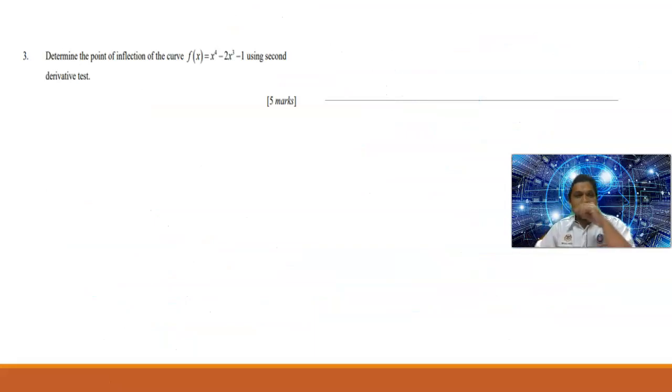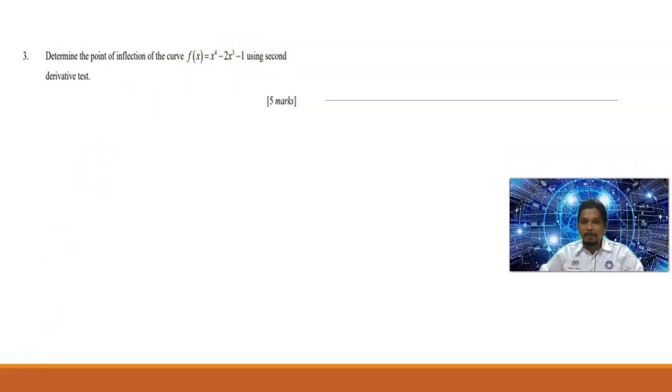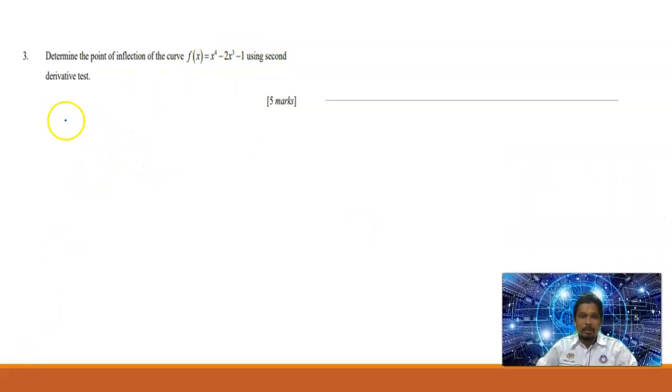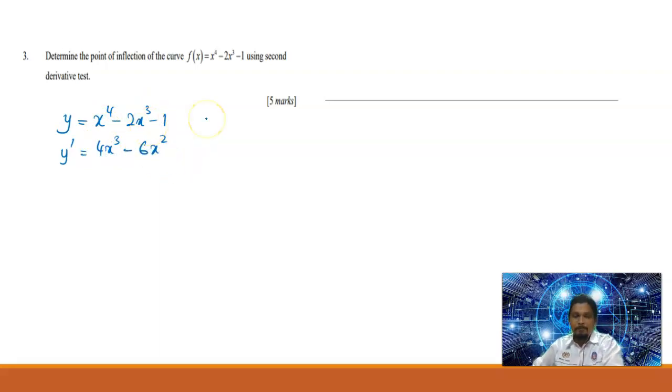Okay, determine the point of inflection of the curve f(x) equal to x to the power of 4 minus 2x cubed minus 1 using the second derivative test. Okay, so let's say given here y equal to x to the power of 4 minus 2x cubed minus 1. Differentiate for the first time, 4x cubed minus 3 times 2 equal to 6x squared. Differentiate 1 equal to 0 here.